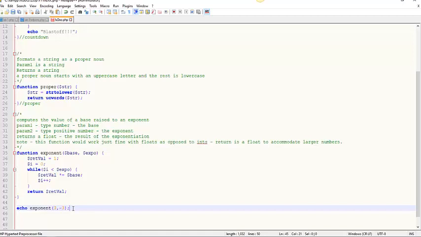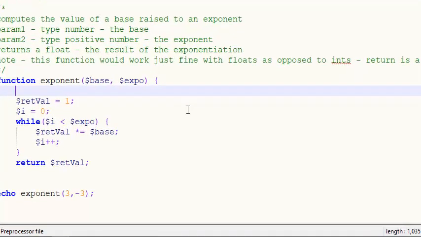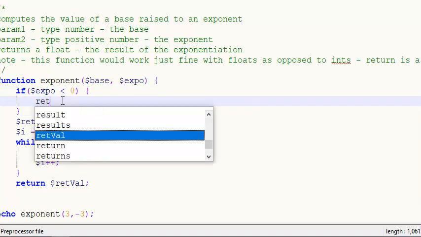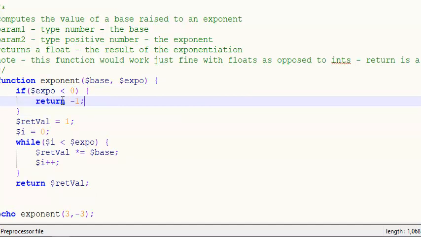So the way this function's written, it needs to be able to pick up on negative exponents because it's just not going to work the way that you want it to work. So what I would want to do in that situation is just say something like, if expo is less than 0, then return -1, I guess.